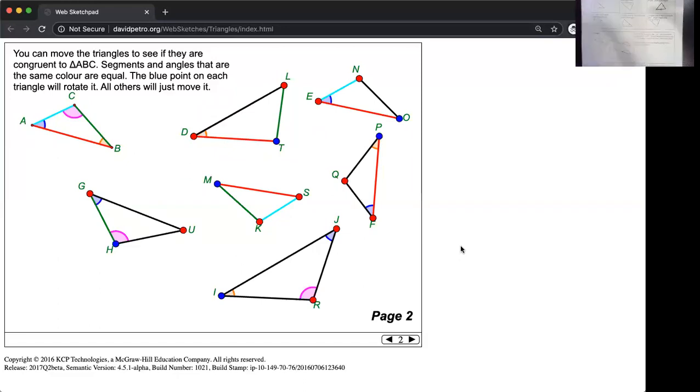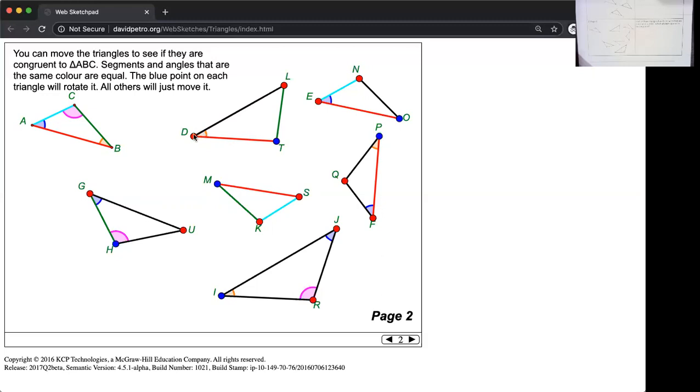On page 2, you have triangle ABC again. And now each of these triangles have 3 parts that are congruent to triangle ABC. They can be sides or they can be angles, but 3 parts for each one. And what you want to do is move the triangles around and see which ones are always going to be congruent to ABC and which ones are not necessarily congruent to ABC. I'll show you 2 examples.